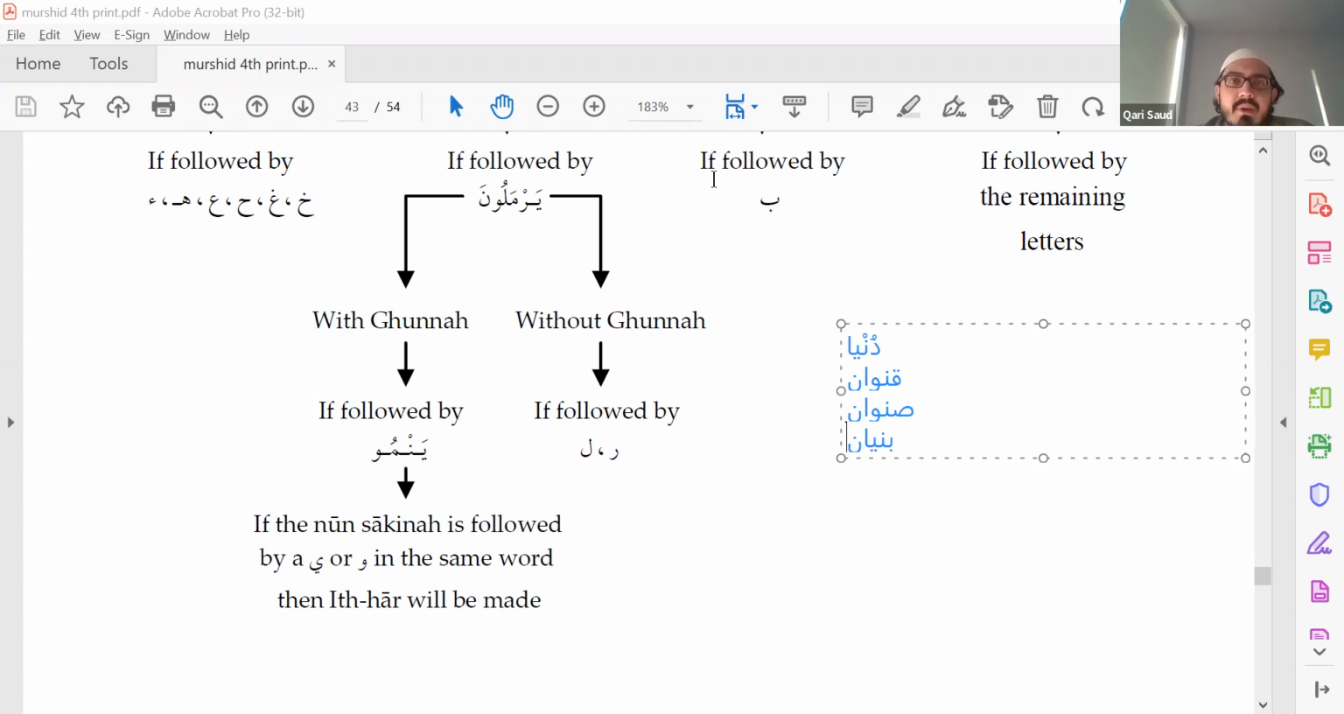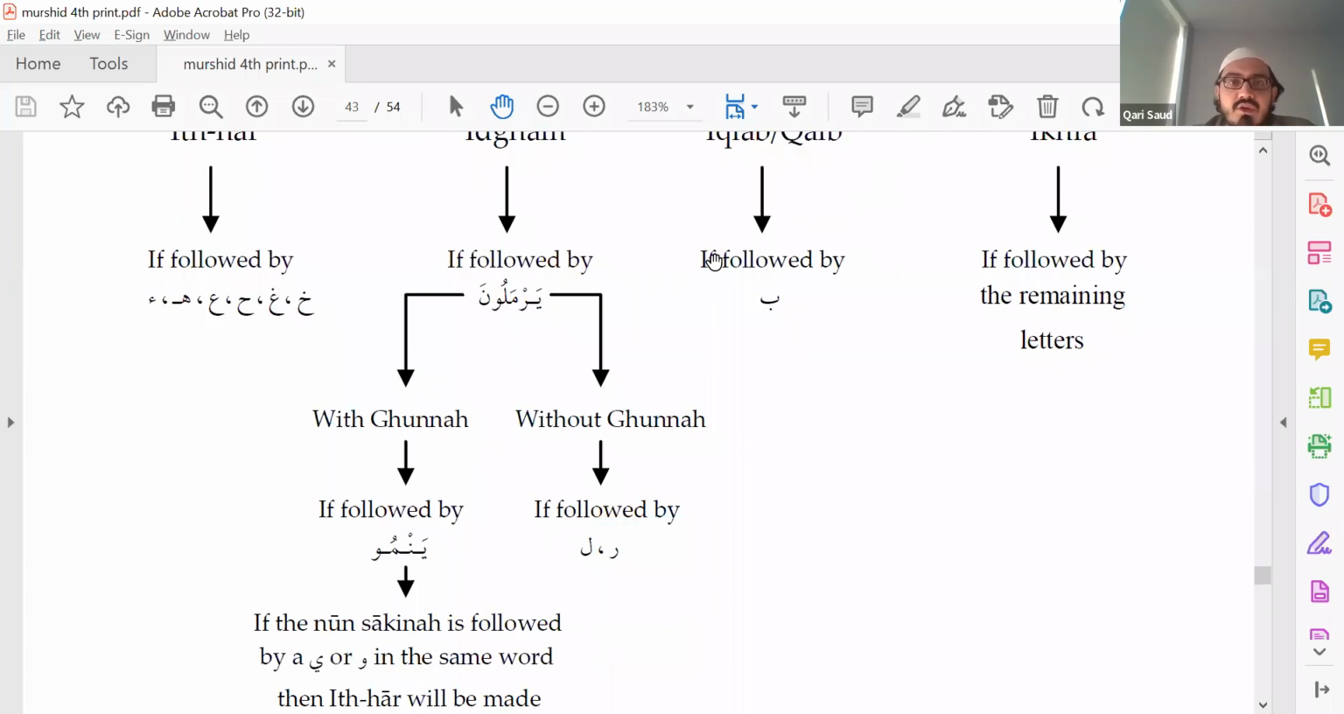All right. Now let's go back here. If there is a ba after it, then what do we do? Iqlab means to change, right? So we change it. So min ba'di. We change the noon sakina here, or if it was a tanween, to a meem, and that's why in some of the copies of the Quran we'll see a little meem on top. So we change the noon into meem, and then we do the same rule as the rule of meem sakina, ikhfa. We just hold the sound and then we open on the ba. Close the lips, mim, open on the ba, mim ba'di.